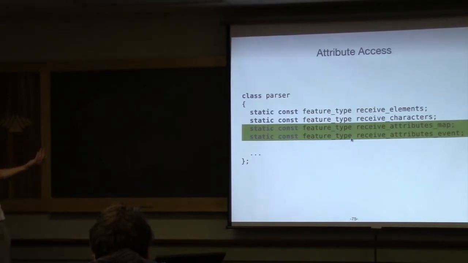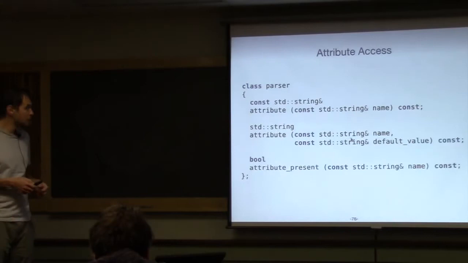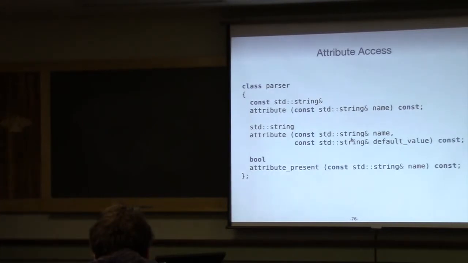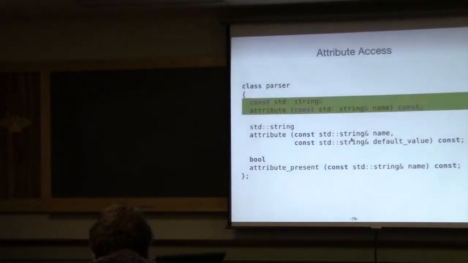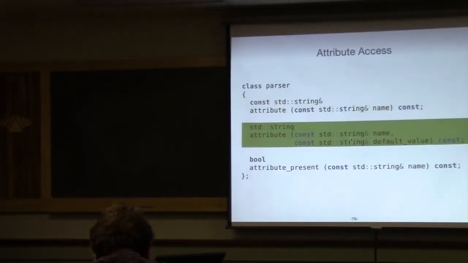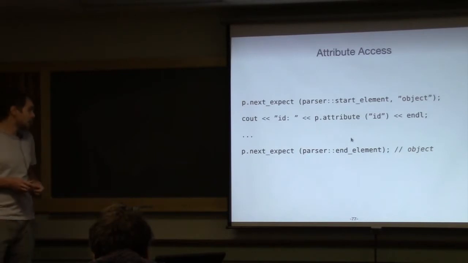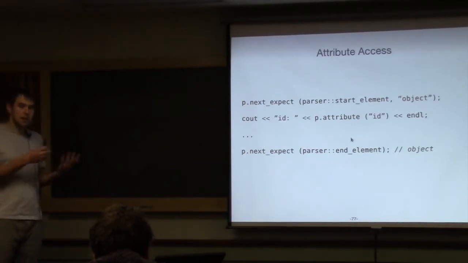So we can ask the parser either to send us attributes as events or as a map. In case of a map, we have the following attribute access API to work with. If the attribute is not present, then the first function will throw an exception, while the second one with the default value will return that value. So these are the two functions. Now we can parse the attribute quite easily. Okay, so we get an exception.